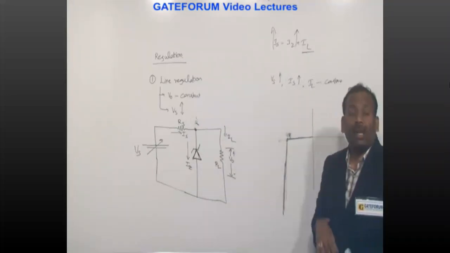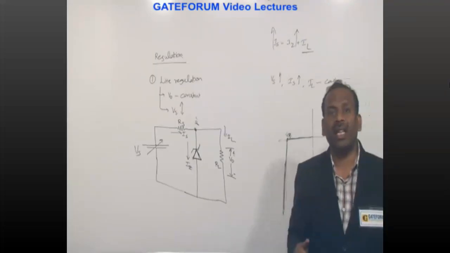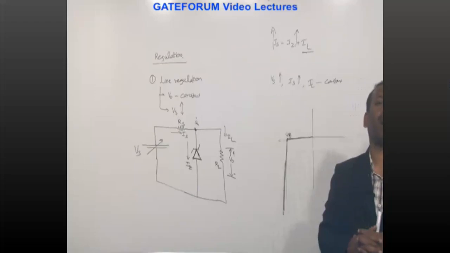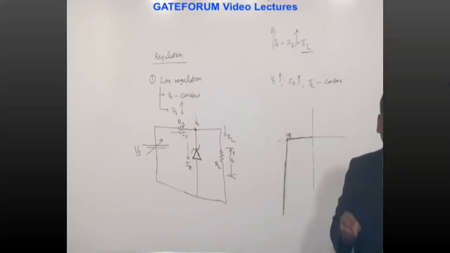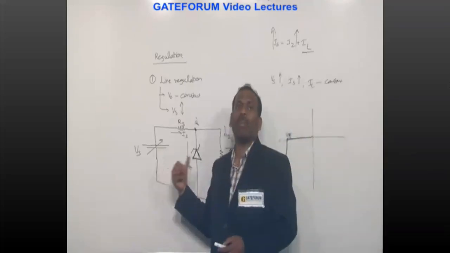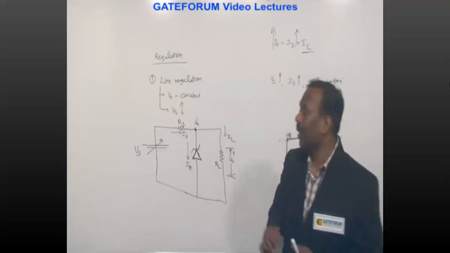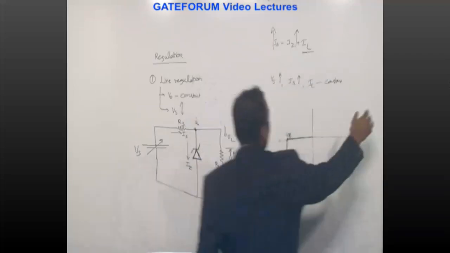Like this, whatever the increases and decreases take place, they happen through the Zener diode only, thereby maintaining the output voltage constant. Okay? This is called line regulation. Why is it called line regulation? The line voltage or supply voltage is changed, but still the output voltage is maintained constant. Therefore, it is called line regulation. Next one is load regulation.